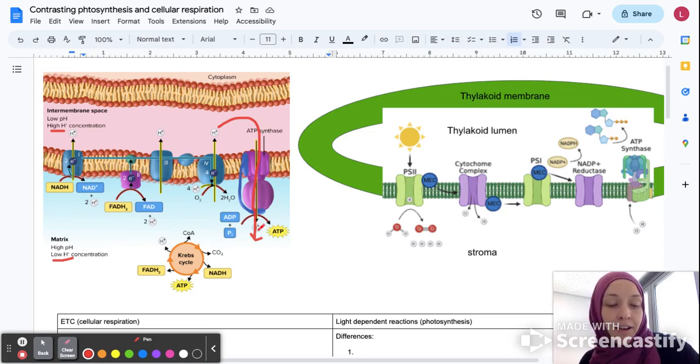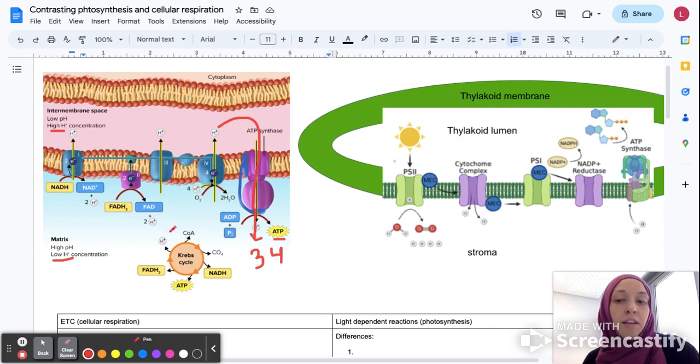And when this happens, the mechanical energy from the movement of hydrogens and the spinning of ATP synthase will produce ATP. And this process of the electron transport chain in cellular respiration produces about 34 ATP per glucose molecule. Okay. When the electrons have run out of energy, they are then going to combine with hydrogen and oxygen and form water. Okay, so this is how the electron transport chain in cellular respiration works.